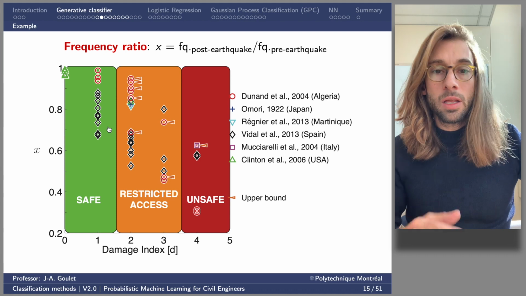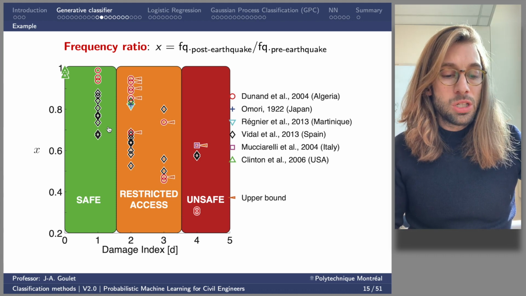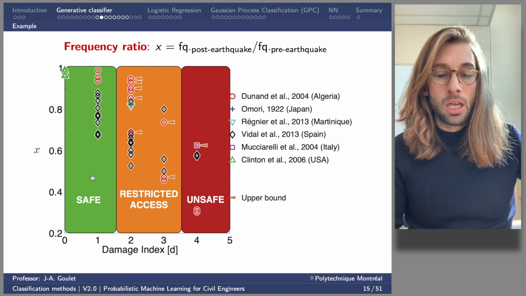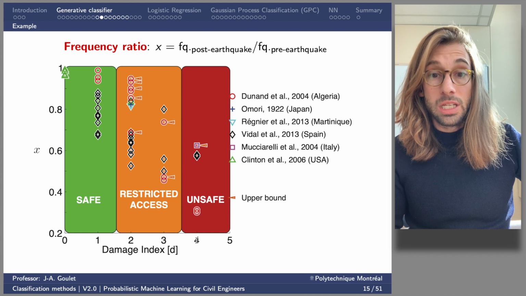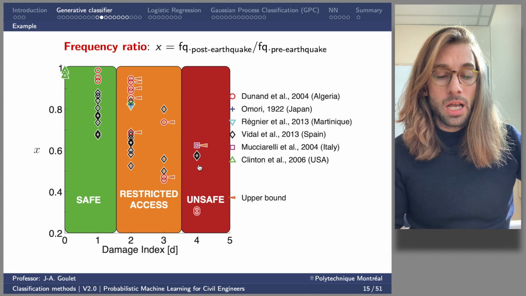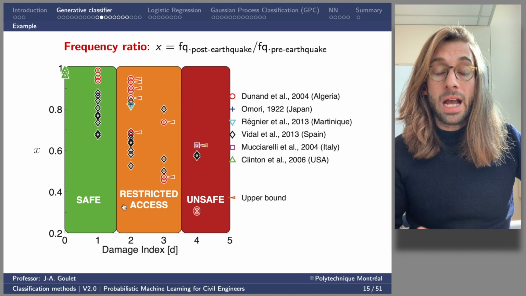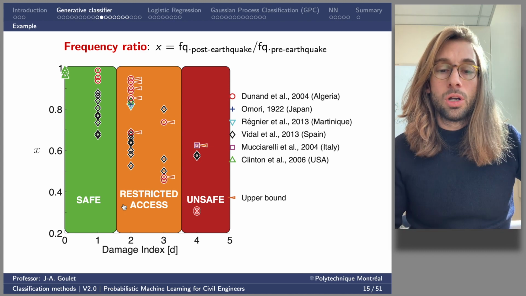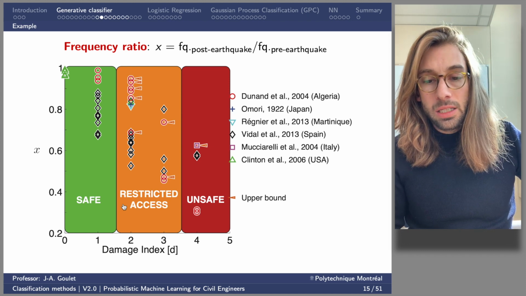For instance, typically in terms of managing crisis, the damage index 0 and 1 are going to correspond to buildings deemed as safe. The buildings with damage index 4 and 5 are going to be unsafe with no occupancy possible, and the 2 and 3 are going to be buildings labeled as with restricted access, for which one can enter the building but for a limited duration.